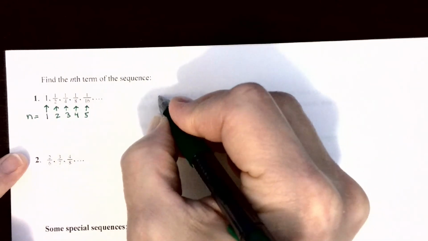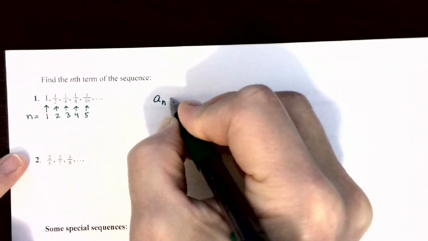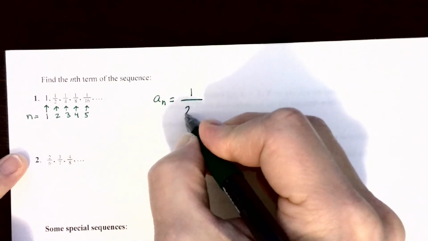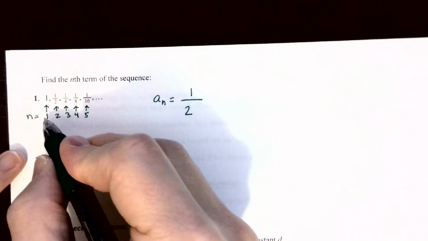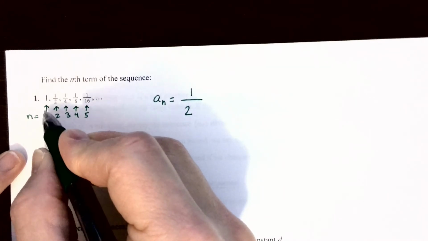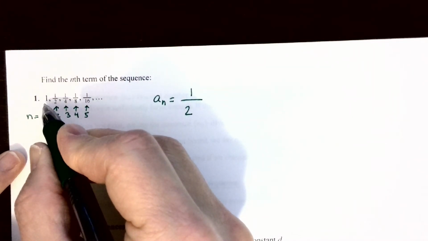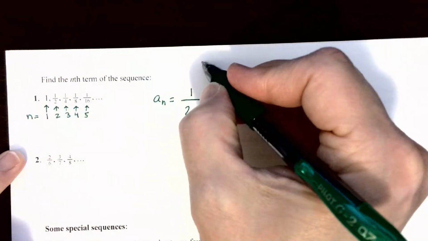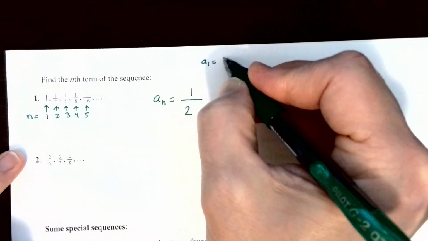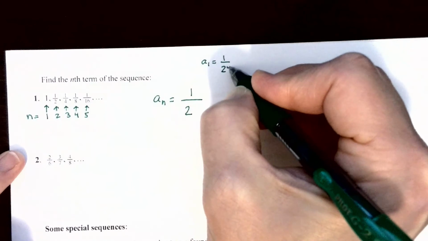So if I think about this, a sub n, I've got the numerator's always 1, right? But the denominator is powers of 2, right? 2 to what power? Well, when I plug in 1, I want the power to be 0, right? 2 to the 0 power is 1, right? So when I plug in a sub 1, I want this to be 1 over 2 to the 0 power.